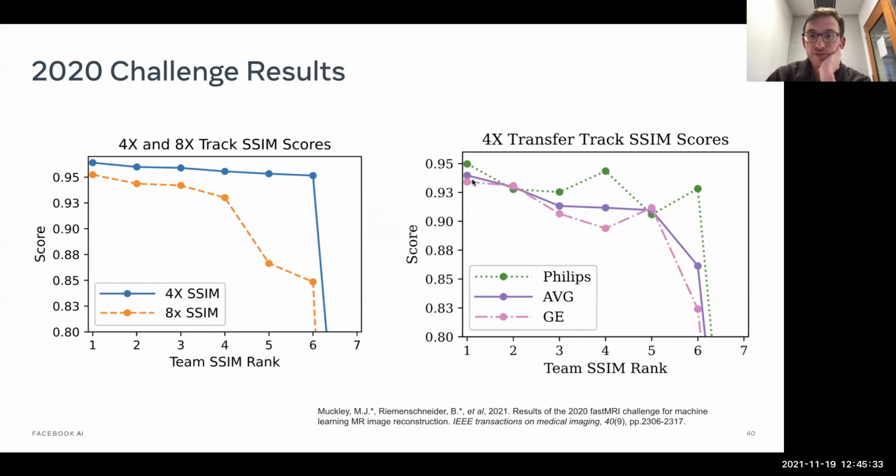And then for the transfer track, the interesting thing is a lot of teams had a lot of trouble transferring to the GE data because it had a slightly different pre-processing pipeline. They only had the data to work with for about 2 weeks before they had to upload their images, and a few of the teams weren't able to figure out how to negotiate this. The Philips data, which had a pre-processing routine a lot closer to Siemens, was a little bit easier to work with.